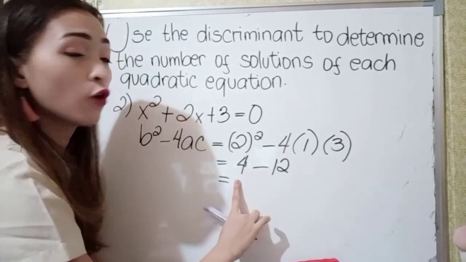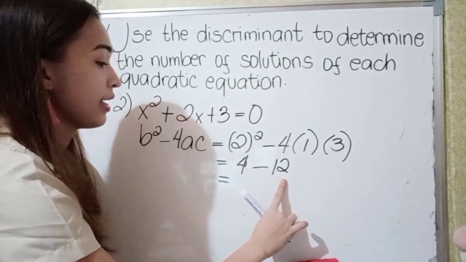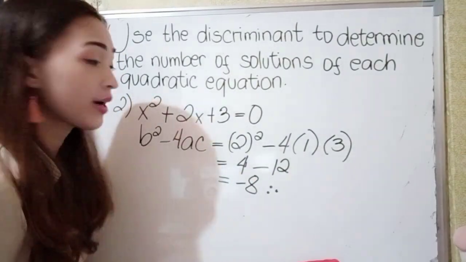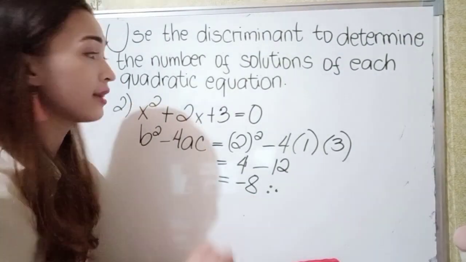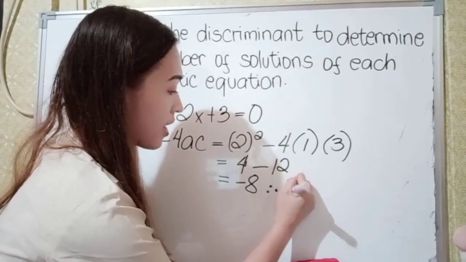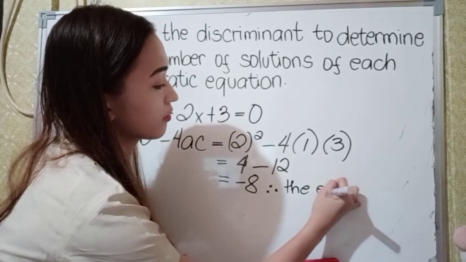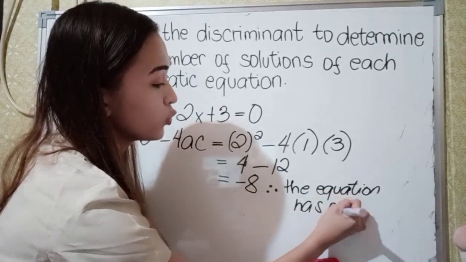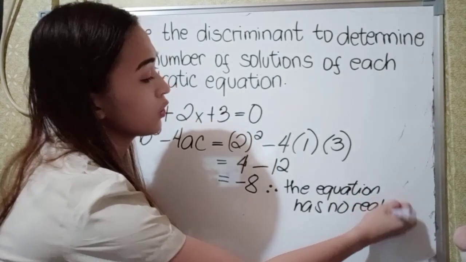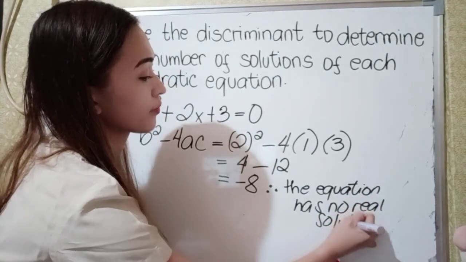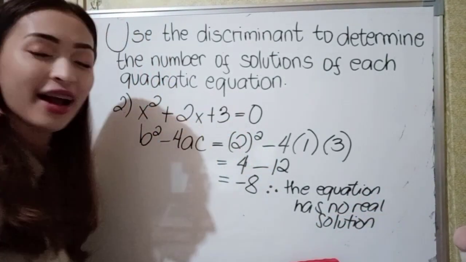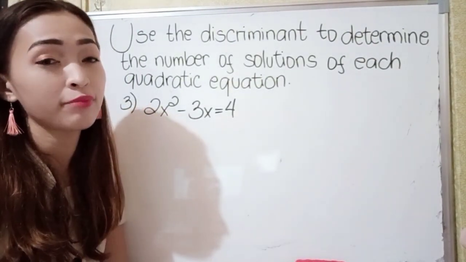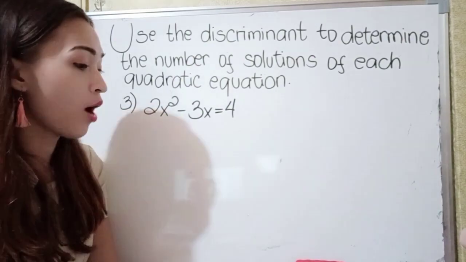So 4 minus 12 is negative 8. Since our discriminant is negative, therefore the equation has no real solution. Alright. Okay, for number 3, we have 2x squared minus x equals 4.